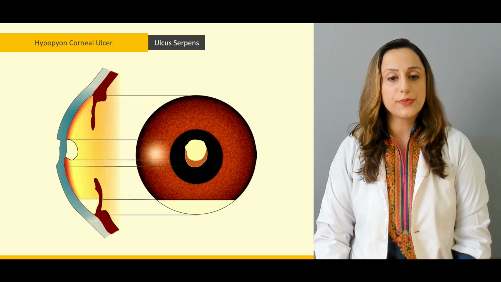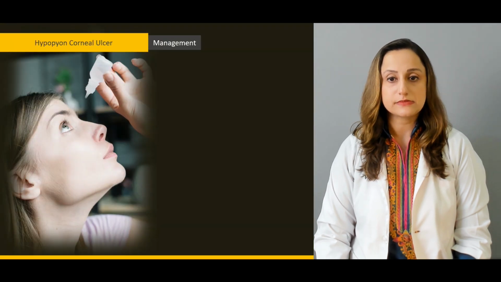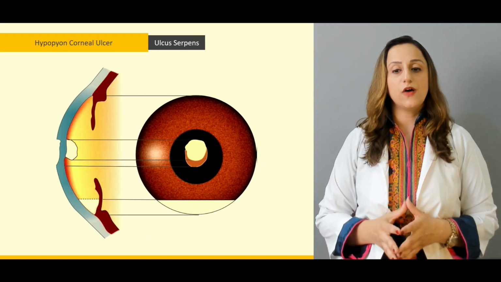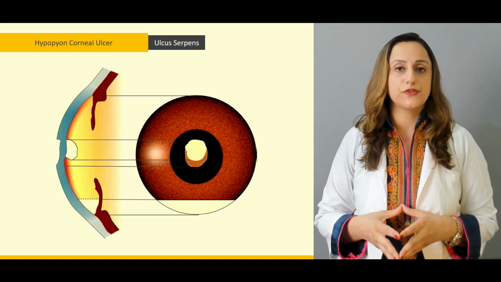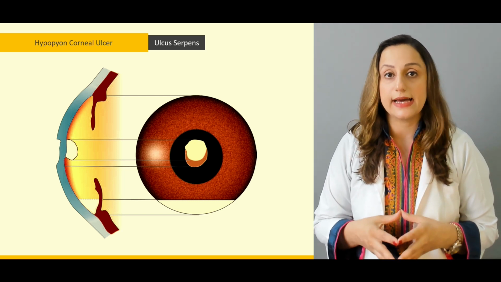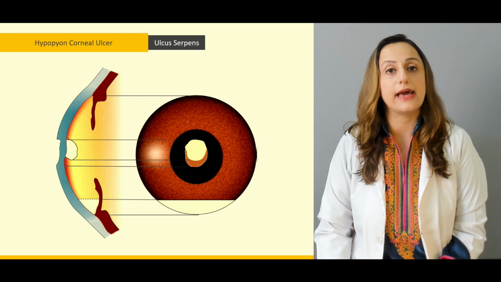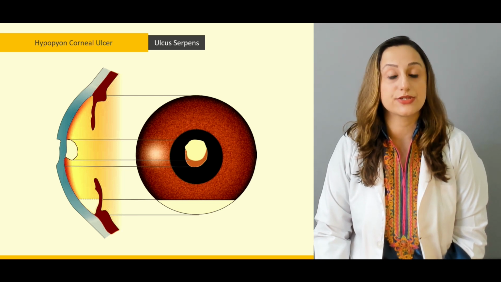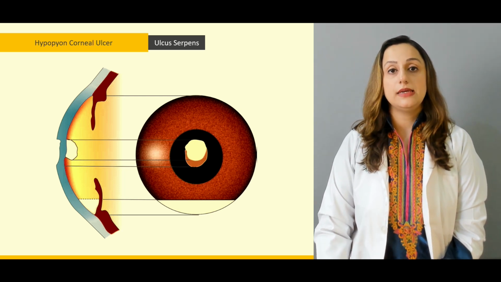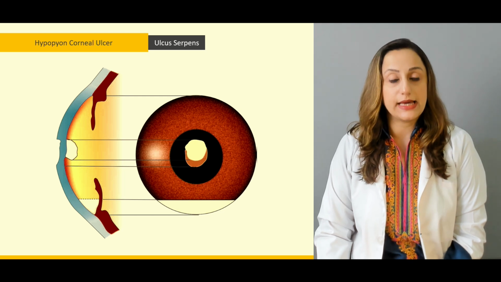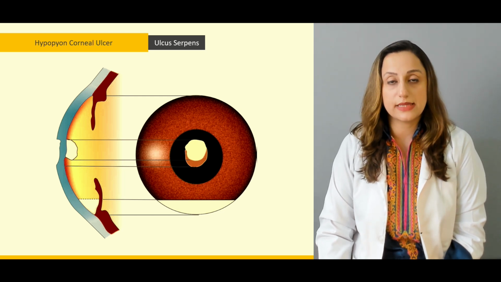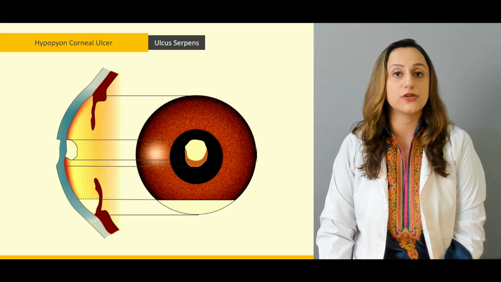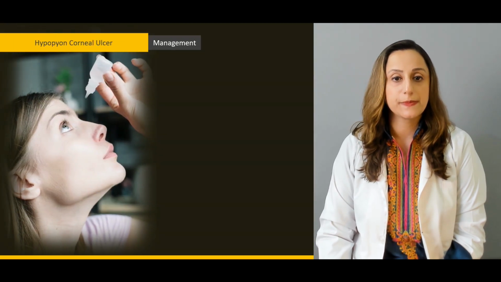The ulcer serpens is basically one of the complicated cases of corneal ulceration. The usual causative organism over here in cases of ulcer serpens is Streptococcus pneumoniae. That is the causative organism in this kind of cases or in this kind of complications.